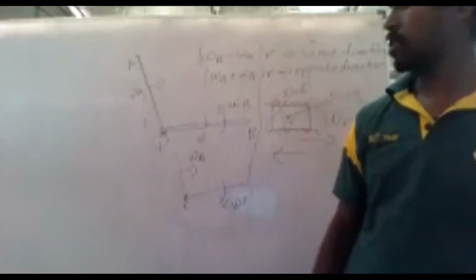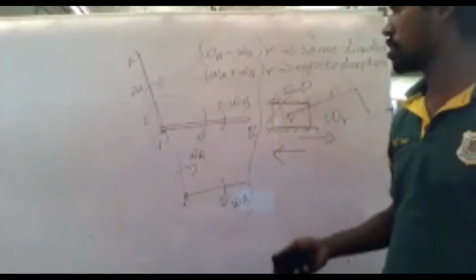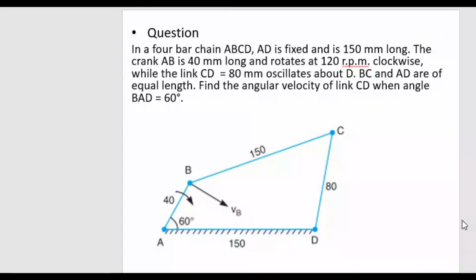Now we will go for a question on how to find the relative velocity. In a 4-bar chain ABCD, AD is fixed and is 150 millimeter in length. The crank AB is 40 millimeter long and rotates at 120 r.p.m. clockwise, while the link CD, equal to 80 millimeter, oscillates about D. BC and AD are of equal length. Find the angular velocity of link CD when angle BAD is equal to 60 degrees. So this is our question.